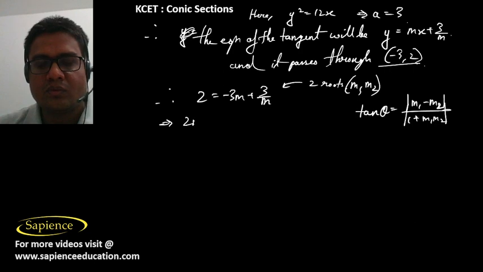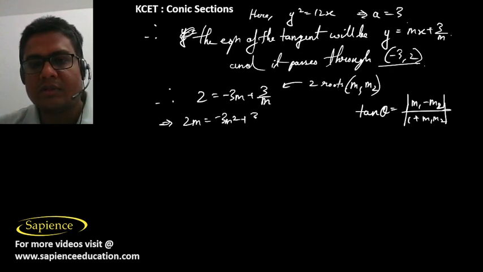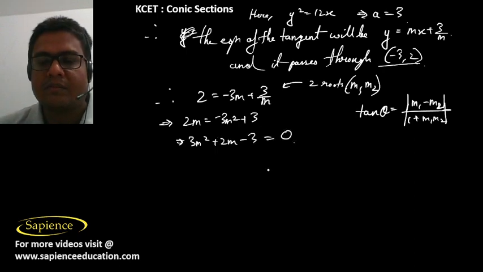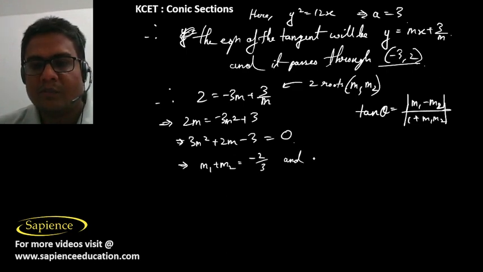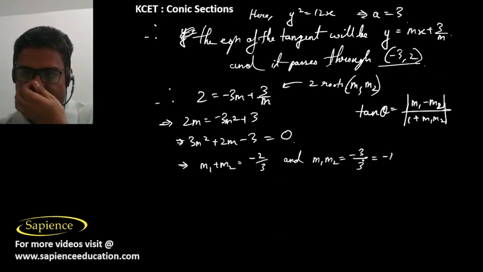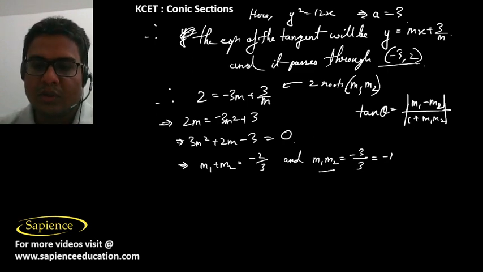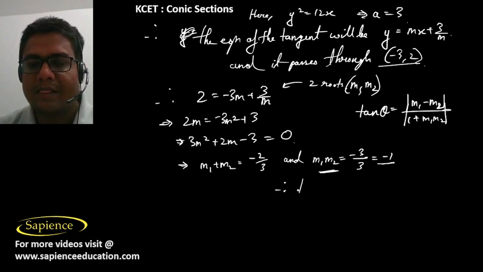So therefore we can say 2m is equal to minus 3m square plus 3. So therefore it is 3m square plus 2m minus 3 equal to 0. So here we can see that the sum of the roots m1 plus m2 is equal to minus b by a, and the product of the roots m1 m2 is equal to c by a, that is minus 1. Now the product of the slopes is minus 1, therefore the two tangents are perpendicular to each other.